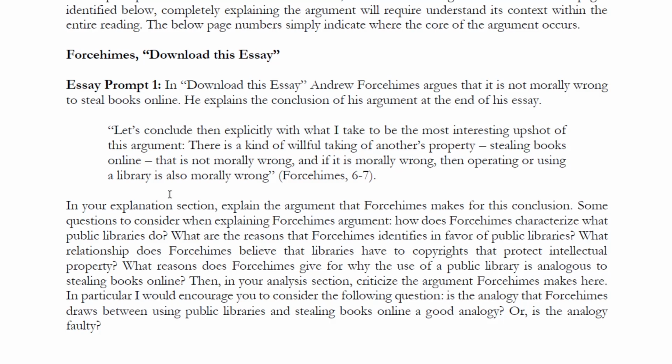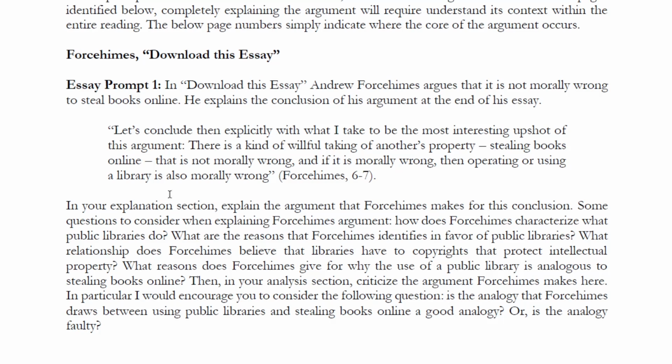So I'm going to read through this prompt and make a few comments about what you see here. Essay Prompt 1 says the following. In "Download This Essay," Andrew Forsheim argues that it is not morally wrong to steal books online. He explains the conclusion of his argument at the end of his essay. "Let's conclude then explicitly with what I take to be the most interesting upshot of this argument. There's a kind of willful taking of another's property, stealing books online, that is not morally wrong. And if it is morally wrong, then operating or using a library is also morally wrong."